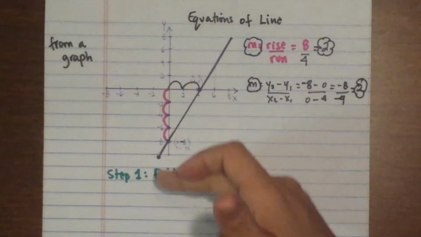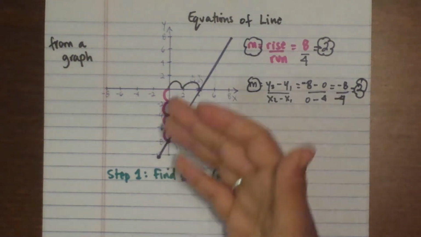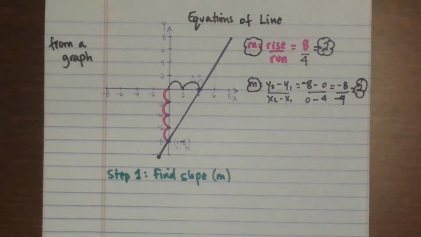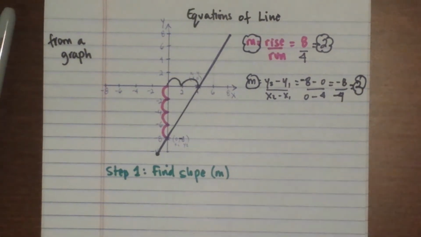So you just count how many you rise. If you're falling, obviously it's negative. If you're going left, it's also going to be negative. All right, so my slope is 2. So I found my slope.